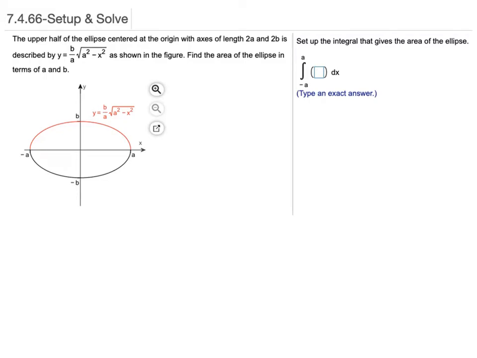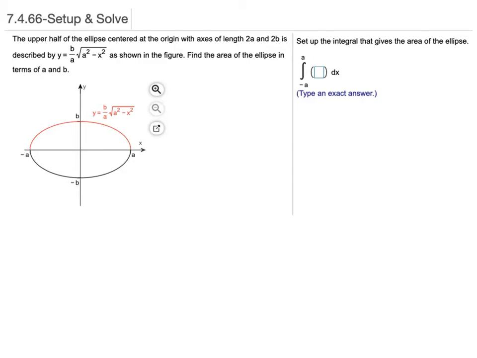Here's a solution to the last problem from the online homework for sections 7.3 and 7.4, where we see an application of trig substitution to finding the area of a geometric figure. And this is just a generalization of what we did with finding the area of a circle.